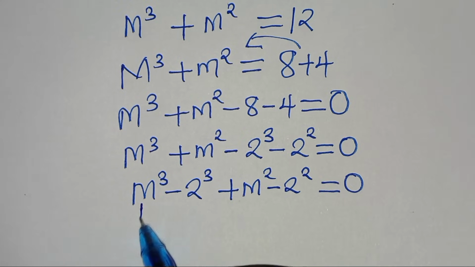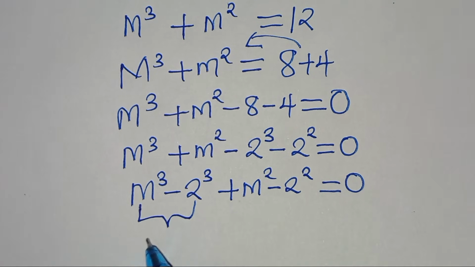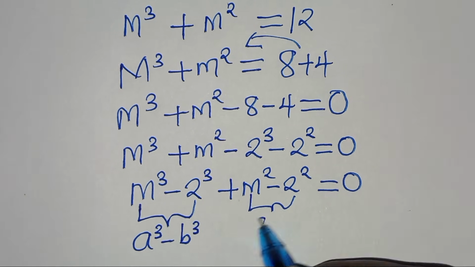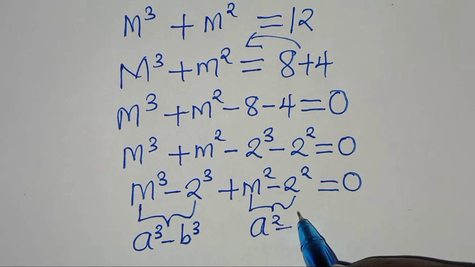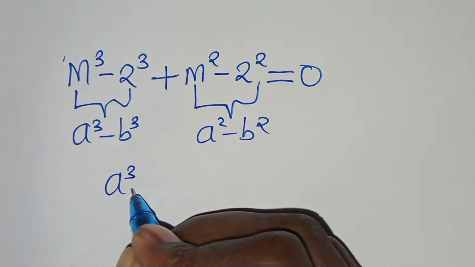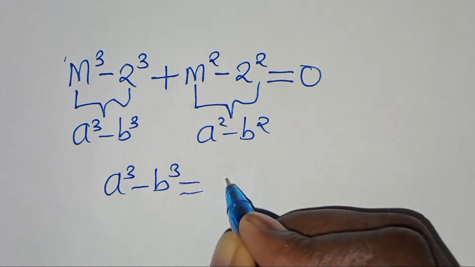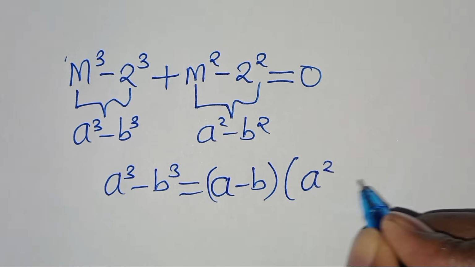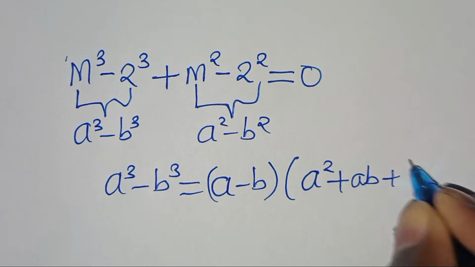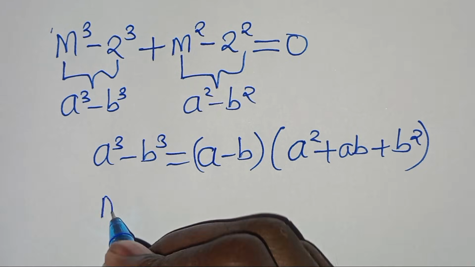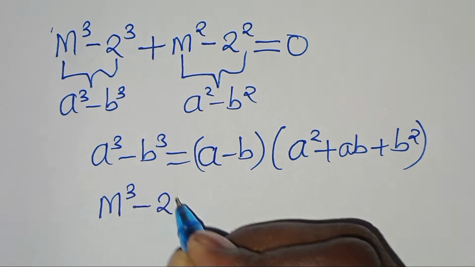Now, we have got two parts here. The first part here, this is the difference of two cubes expressed as a to the power of 3 minus b to the power of 3. And the second part here, this is the difference of two perfect squares expressed as a squared minus b squared. Now we have that a to the power of 3 minus b to the power of 3 can be expressed as a minus b, into the parentheses, a to the power of 2 plus a times b, then plus b to the power of 2.